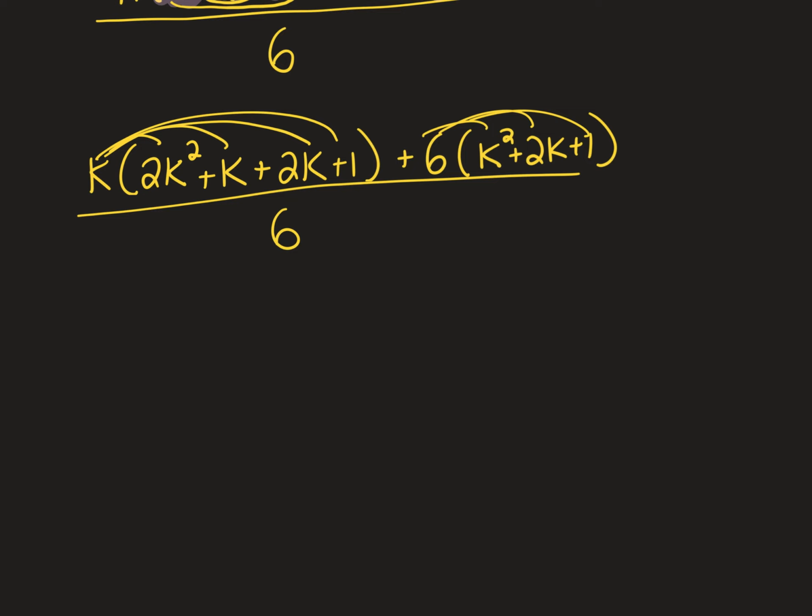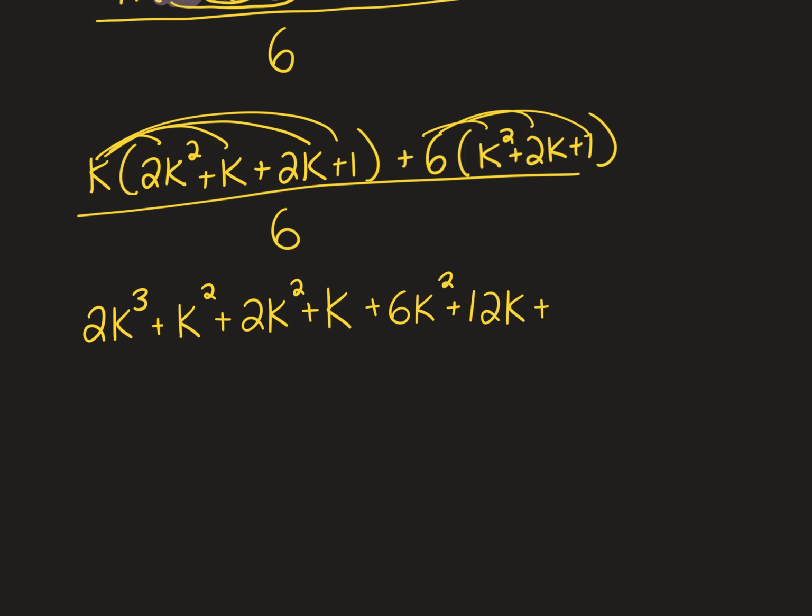Okay, so let's distribute. So I have k times 2k squared is going to be 2k cubed. K times k is k squared. K times 2k is 2k squared. K times 1 is k. And then we'll do the 6. So 6k squared plus 12k plus 6. All over 6.